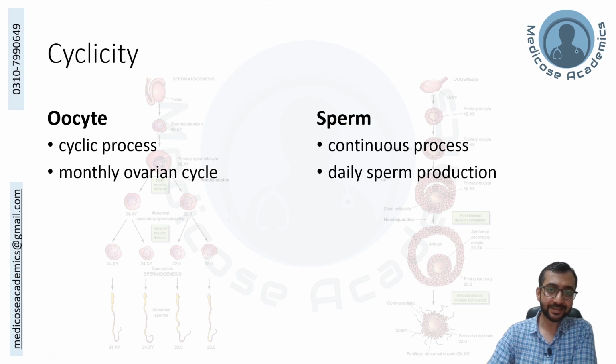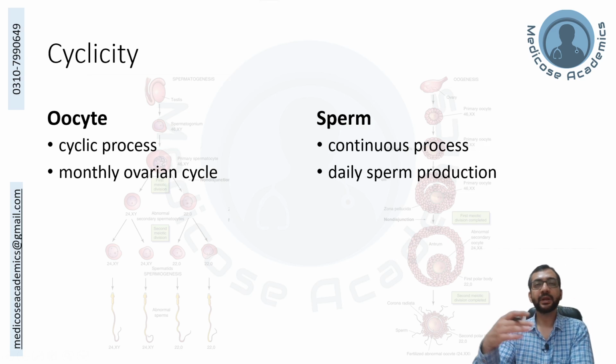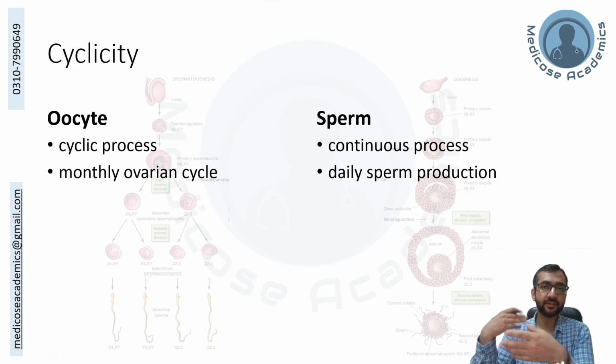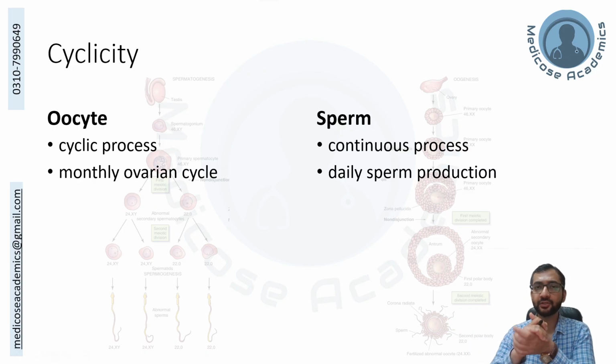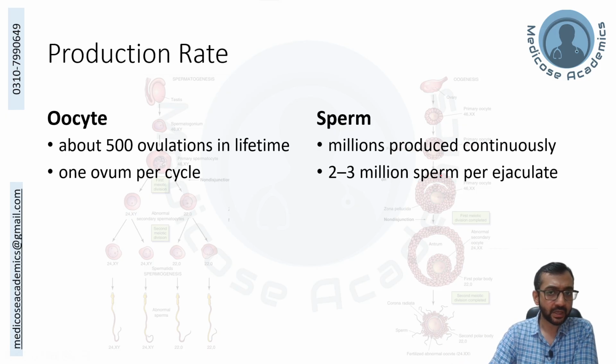Next is cyclicity. Oocyte development is a cyclic process. An oocyte is developed once a month, once a menstrual cycle. In sperm, there is no such case. It is continuously being produced, daily, about 300 to 500 million per day. And so it does not have any cyclic or hormonal timeline.